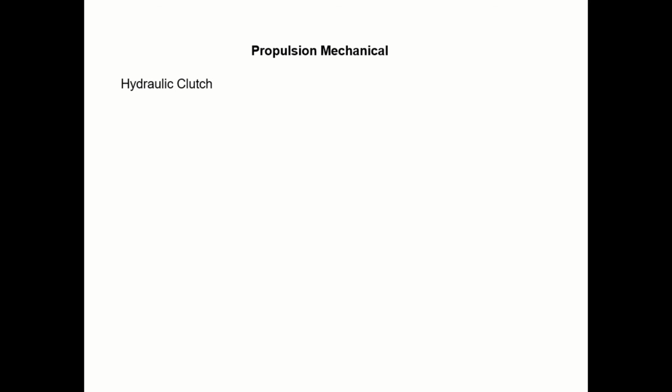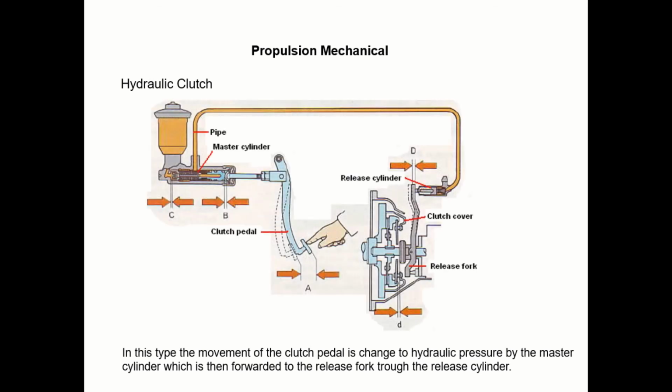And the second, hydraulic clutch. In this type, the movement of the clutch pedal is changed to hydraulic pressure by the master cylinder, which is then forwarded to the release fork through the release cylinder. This is the picture of how a hydraulic clutch works.